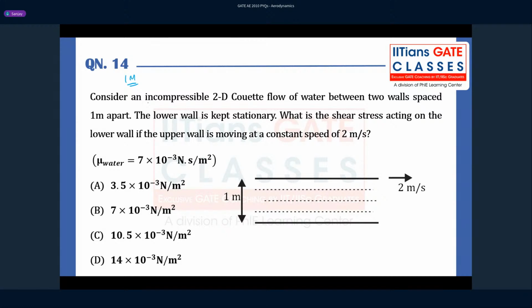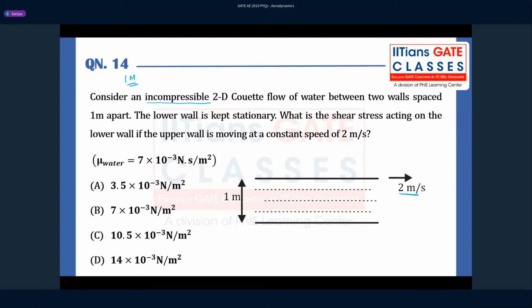Consider an incompressible 2D Couette flow of water between two walls spaced 1 meter apart. Okay, so you have two walls. You can see the figure over here. You have two walls, and they are at a separation of 1 meter. Lower wall is kept stationary. Lower wall is not moving, and the upper wall is moved at a constant velocity of 2 meters per second.